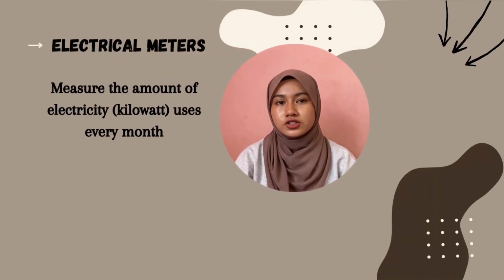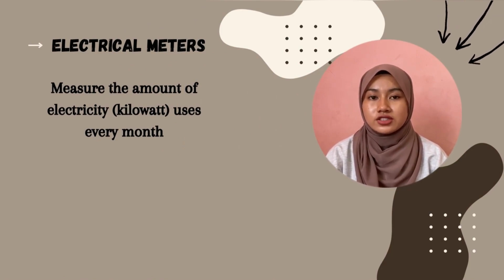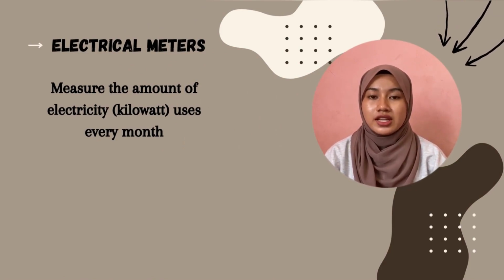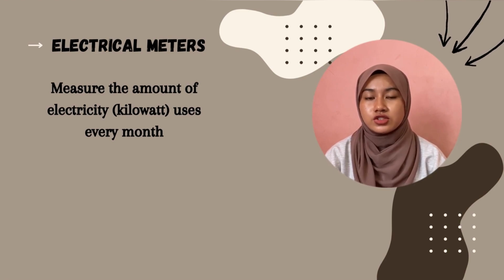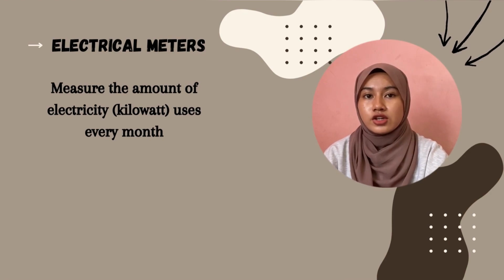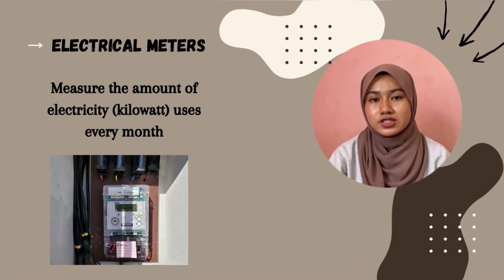Next, we will move on to the electrical instruments. Firstly, we have electrical meters. An electrical meter is a device used to measure the amount of electrical energy in kilowatt usage of a home, building or other electrically powered device every month. So this is how an electrical meter looks like.